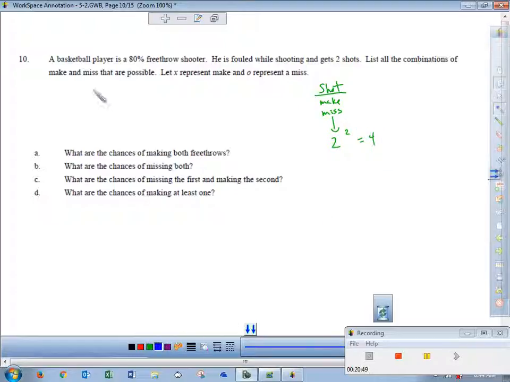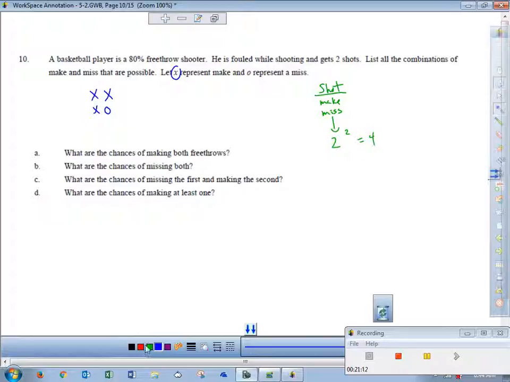So let's list them all out. Here's how I like to do it. I like to keep myself organized. I'm going to do all the different combinations first, if he makes the first one. So here's my first shot, he makes it, and then the second shot, let's say he makes it also. It is also totally possible that he makes the first shot, so I put an X here, but misses the second shot. And that's it for making the first shot.